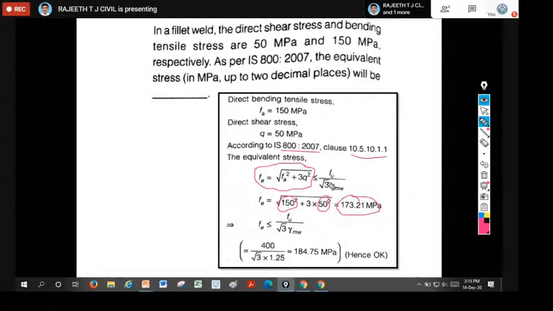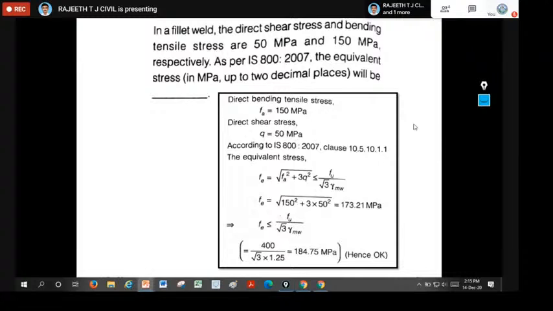Then you compare this value with the strength of the weld. According to the code, the strength of the weld is fu by root 3 gamma m0. If you substitute fu as 400, by root 3 into gamma 1.25, you are getting 184. Therefore, out of these two, whichever is least is your equivalent stress in the joint. So your answer is 173.21 MPa. This is also one of the previous year GATE problems. We will move on to the next question.